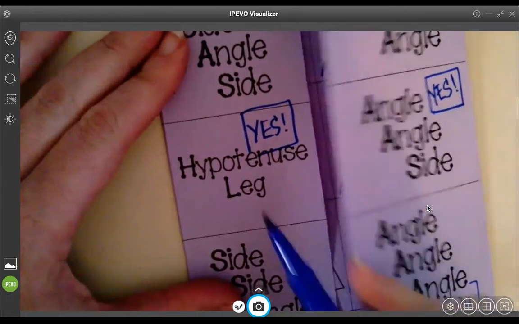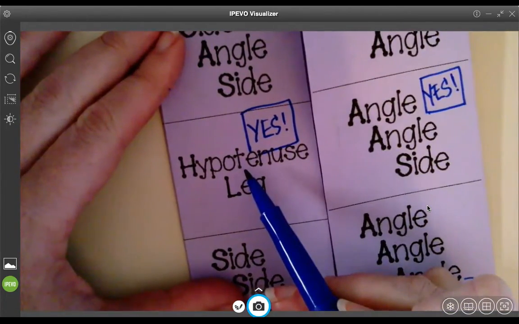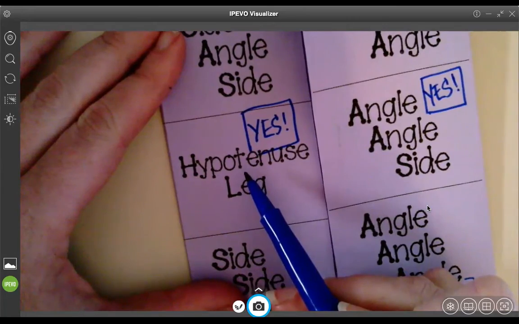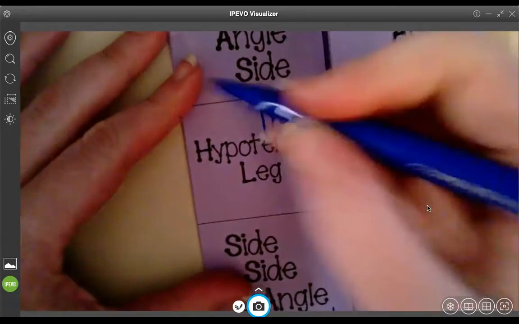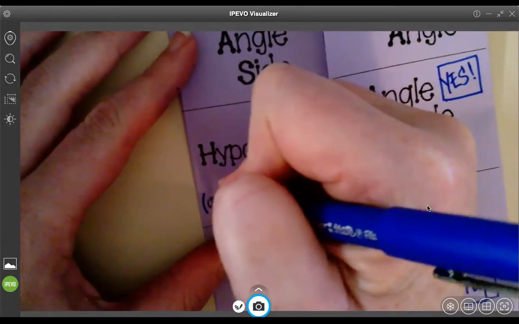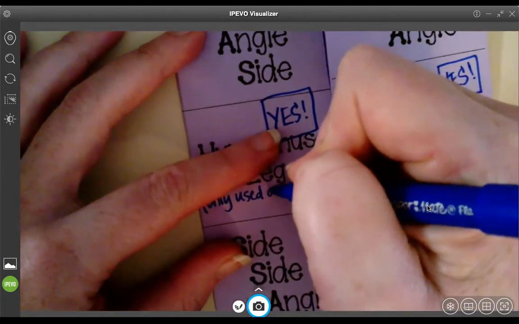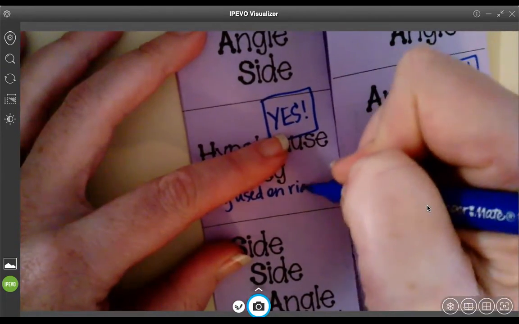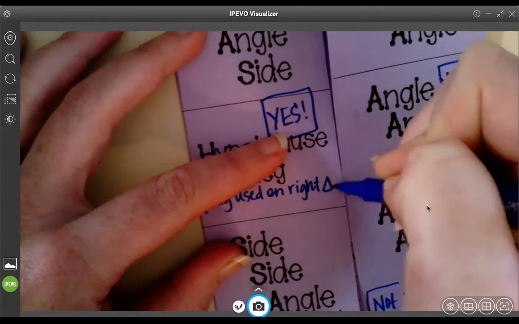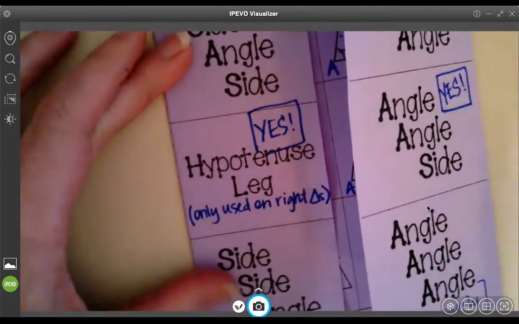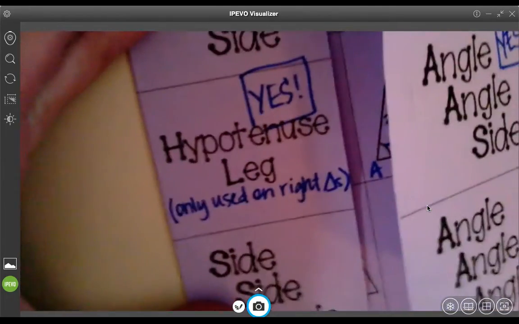But what kind of a triangle must we have if we're talking about a hypotenuse? Yep, right triangle only. So in parentheses down here, only used on right triangles. Okay, only used on right triangles.